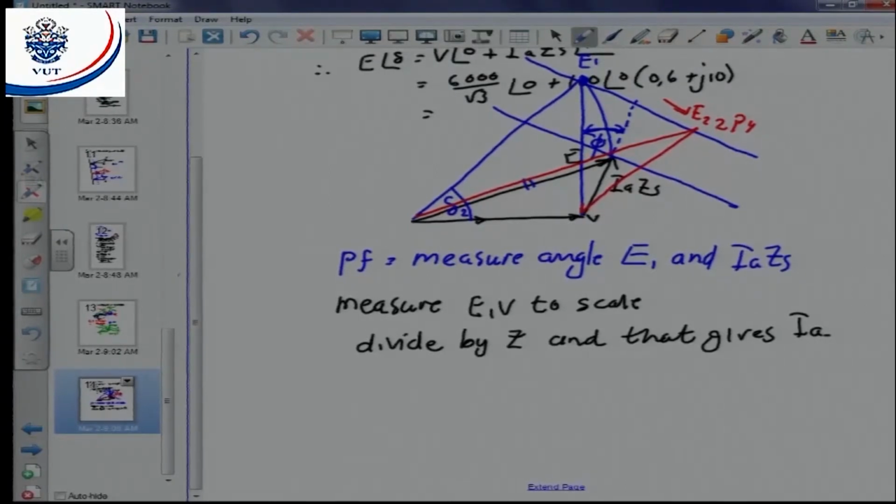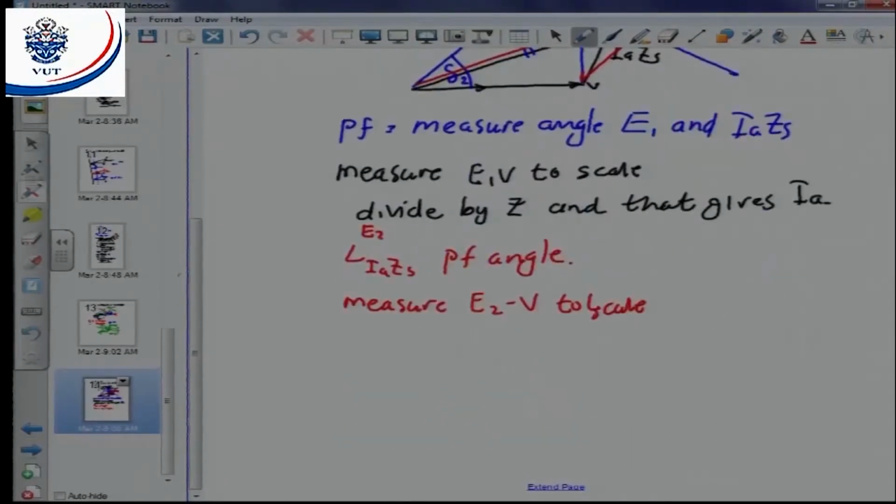Again, measure the angle between E2 and I_a Z_s. That will give us the power factor angle. Also measure E2V to scale. Divide by Z_s, and that will give us the current.